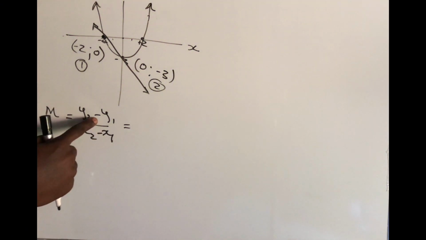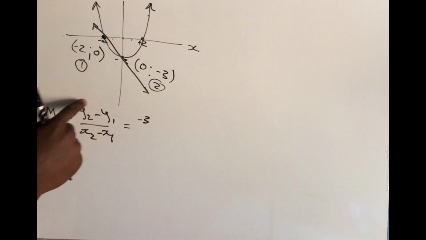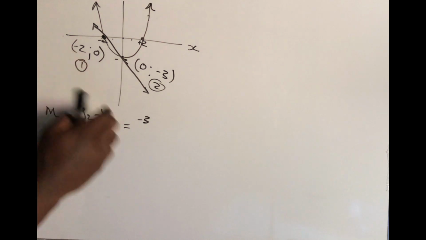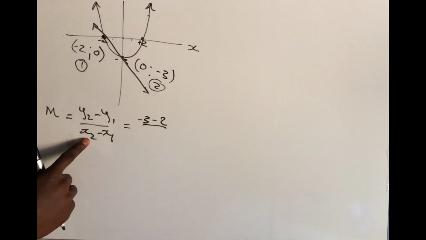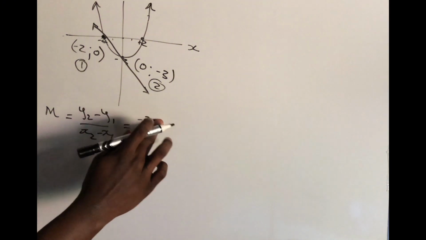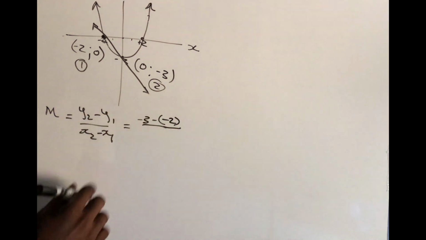And then what's the value of y at our second point? The value of y is negative 3. And what's the value of y at our first point? The value of y at our first point is negative 2. And what's the value of x at our second point? Sorry, you have to put brackets here because you'll be wrong.